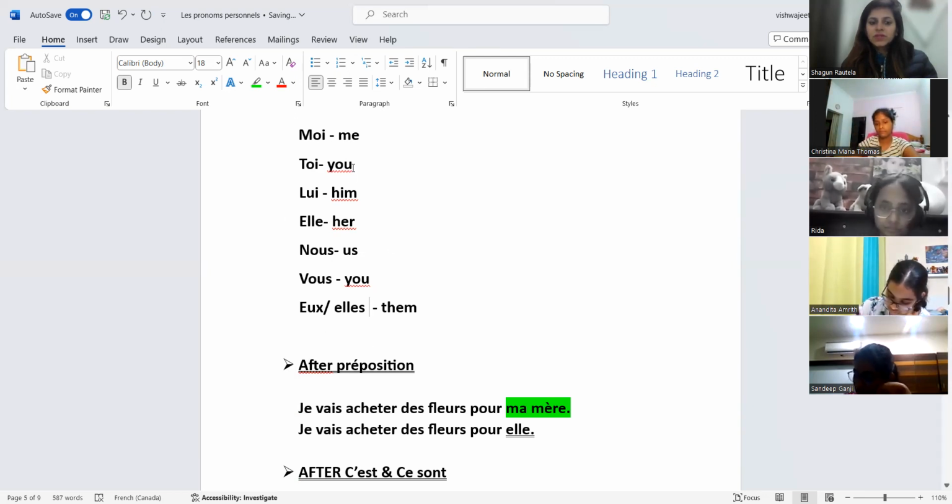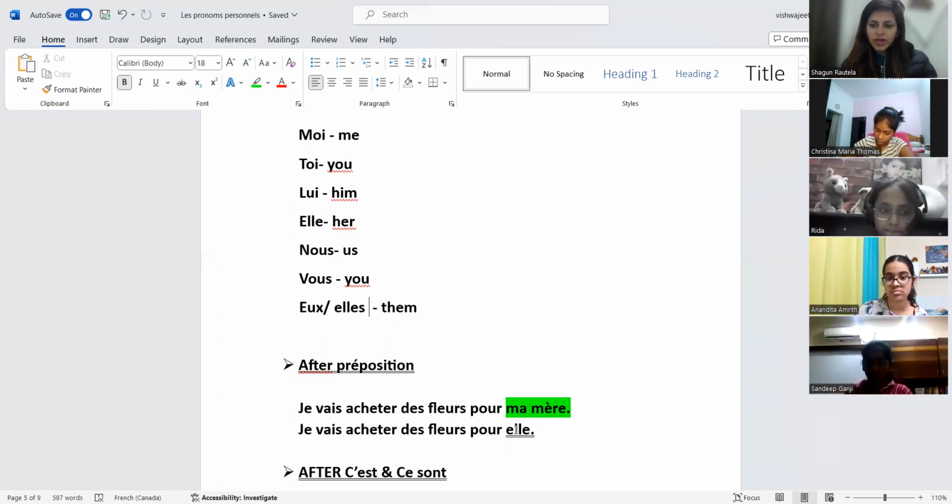Okay, so this is how the table is, and like I was sharing with you, the pronom tonique will be written after the preposition. Okay, now in this sentence, Ananta, which is the preposition? Pour. So the pronom tonique is written after the preposition. Can you see? In the rest of what we have done, it was written before the verb, or somewhere near the verbs. But this will always be written after the preposition. That's the first rule. That is why it's different.